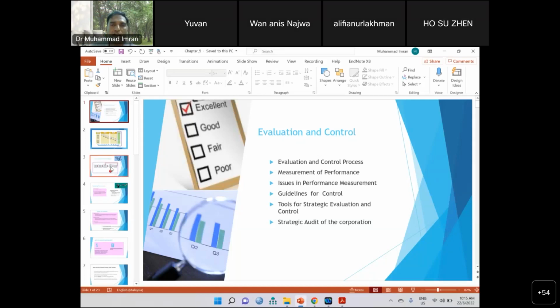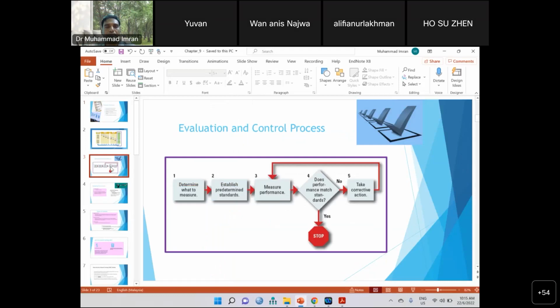Here we are. Determine what to measure, establish predetermined standards, measure the performance. Then, does the performance match the standards, or match our goals and objectives? If yes, there is no need to take any corrective action. If no, we have to take corrective actions. This is all about strategy or firm performance evaluation.